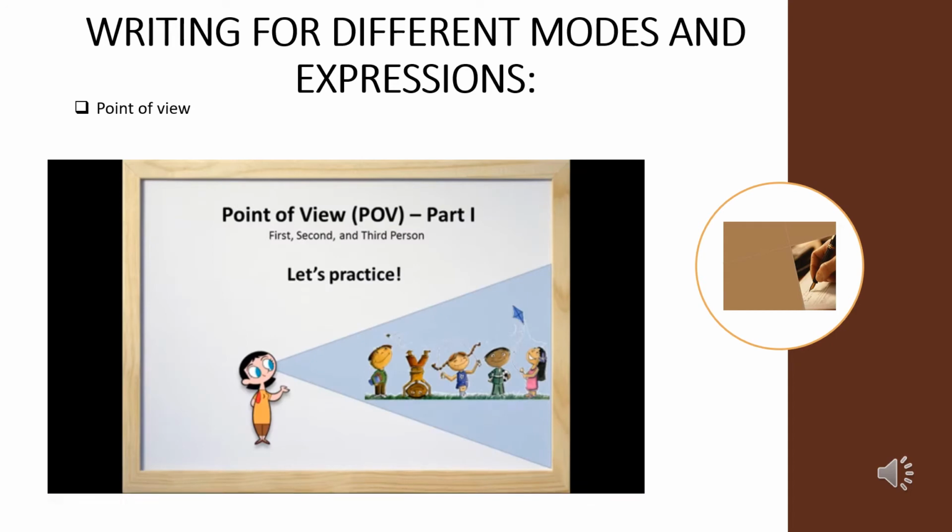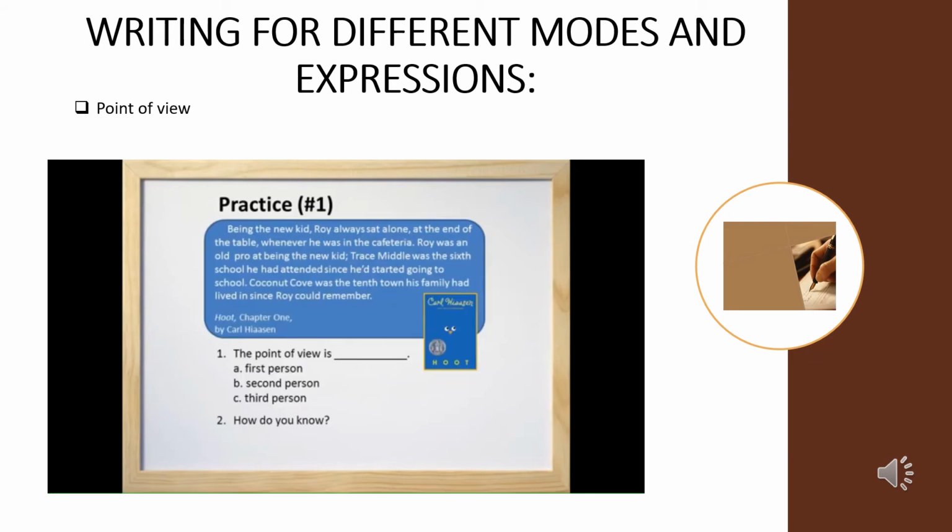Now let's practice what we've learned about first, second, and third-person point of view. Practice number 1. These words are taken from Hoot, Chapter 1, by Carl Hiaasen. Being the new kid, Roy always sat alone at the end of the table whenever he was in the cafeteria. Roy was an old pro at being the new kid. Trace Middle was the 6th school he had attended since he started going to school. Coconut Cove was the 10th town his family had lived in since Roy could remember.